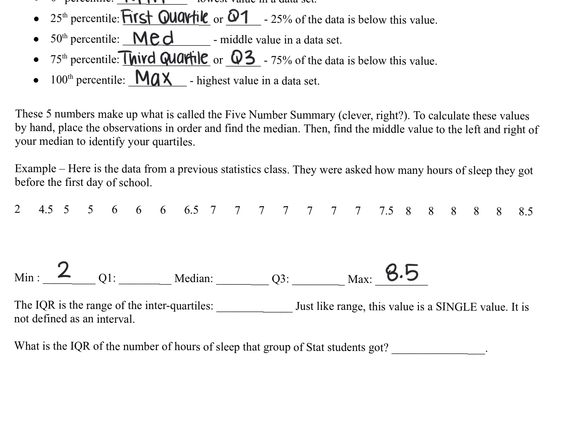So I'm going to start by finding my median. So I start crossing off numbers at the ends, and I end up with 2 7s. And the middle of 7 and 7 is 7. So that's my median, 7.